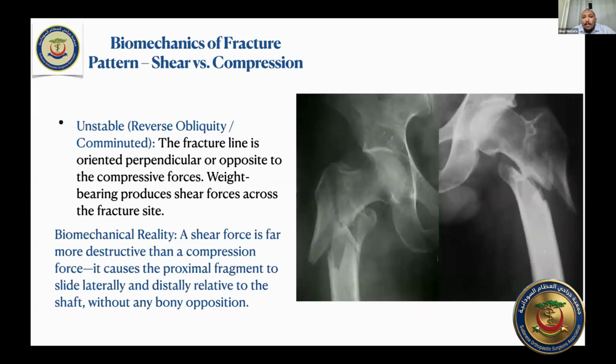The other type, like reverse oblique fracture or highly comminuted fracture, has a line oriented perpendicular or opposite to the compressive forces. The weight bearing produces shear force. The biomechanical fact is that shear force is far more destructive than compressive force. It causes the proximal fragment to slide laterally and distally relative to the shaft without any bony opposition.